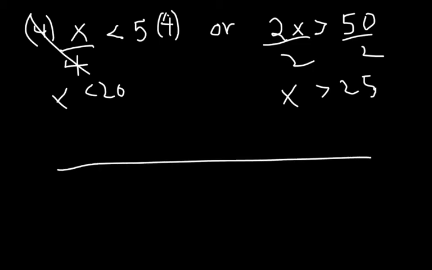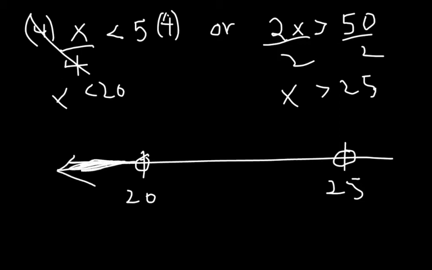So the 2 points we're going to put on the number line are 20 and 25. And we're going to circle both of them because there's not an equal to. Anything less than 20, we go this direction. Anything greater than 25, we go this direction, and that's our solution. The things that don't work would be anything in this section of the number line. So 20 doesn't work and 25 doesn't work, but anything less than 20 or greater than 25 does.